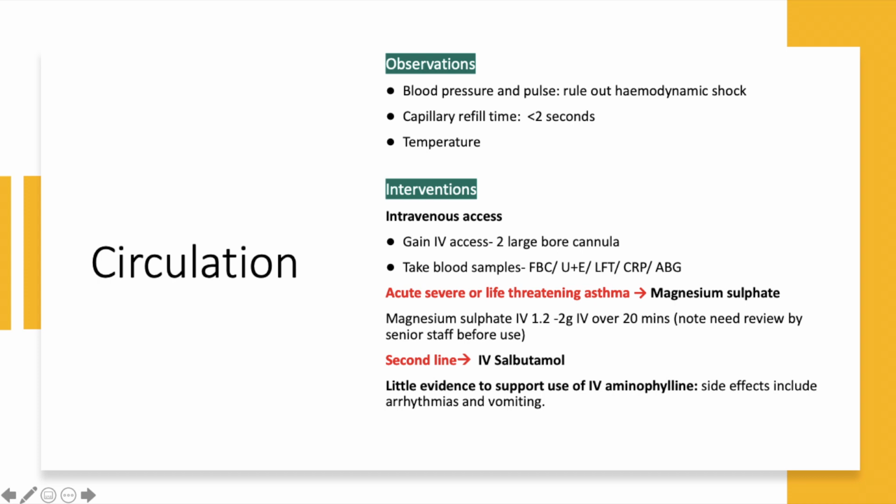Instead, if the patient has acute, severe or life-threatening asthma, skip the T and go straight to the M, which stands for magnesium sulfate. This would be given IV. And note that you would need review by senior staff before using magnesium sulfate. Second line to this would be IV salbutamol.